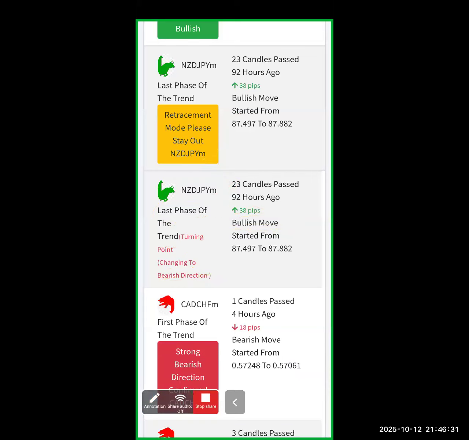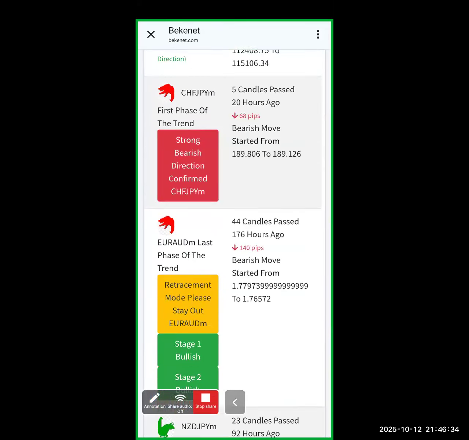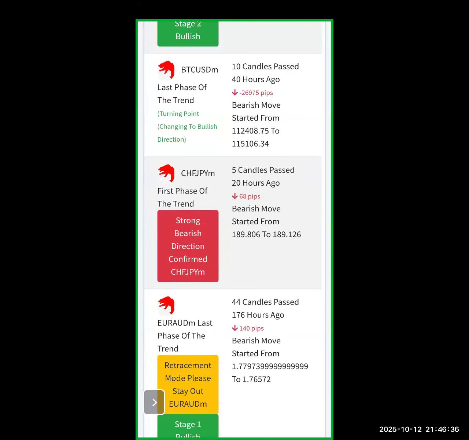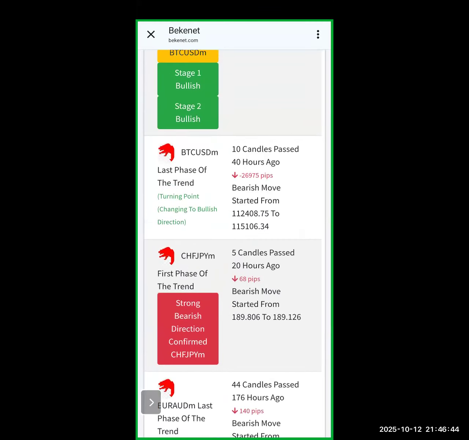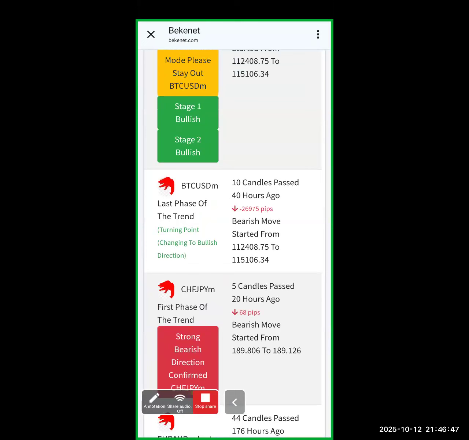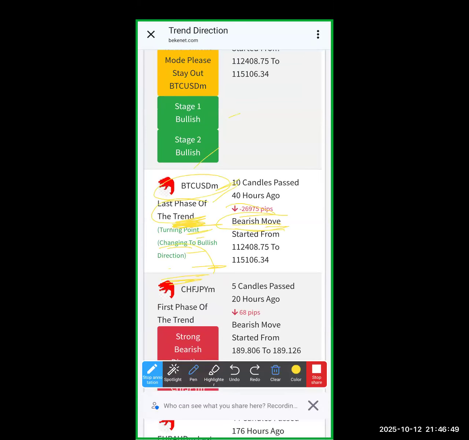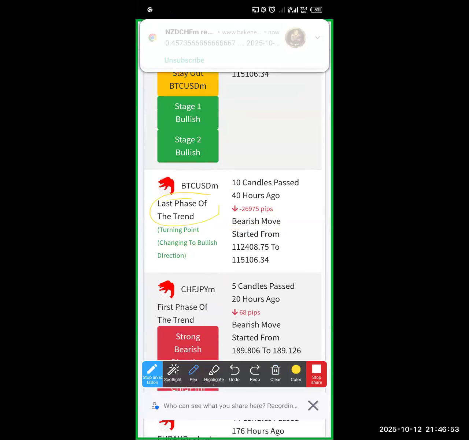But what I'm trying to explain in this trend direction is for you to know the direction of the market. Look at it. You'll be able to know the direction. It will spell it out: strong bearish direction, confirmed, red. As you can see, BTC, we are currently on the last phase. Let's see what's happening in BTC. We're currently on the last phase. Look at it, last phase of a bearish direction.